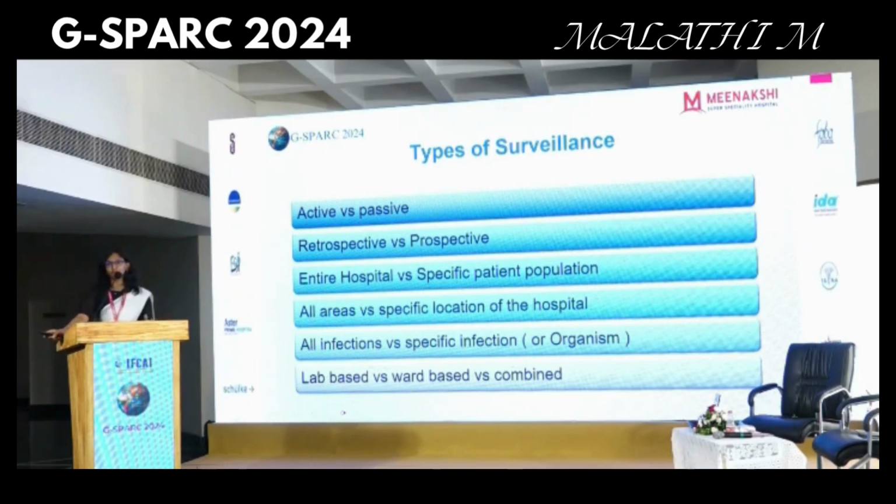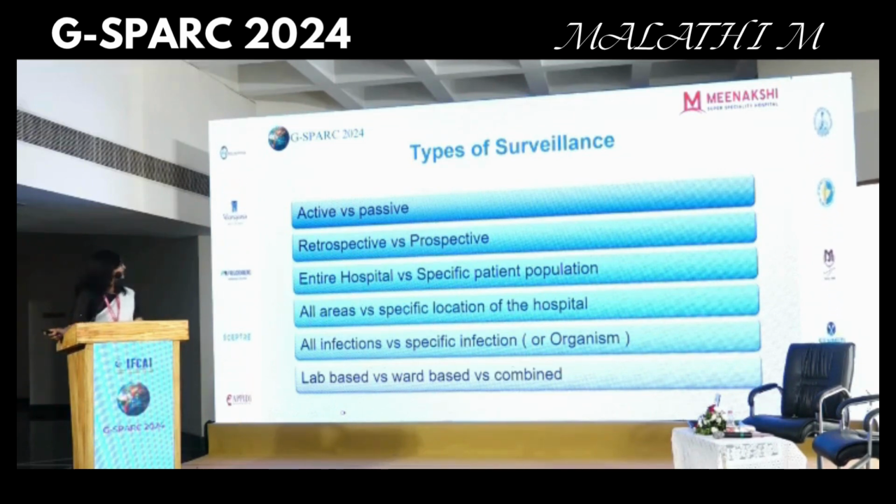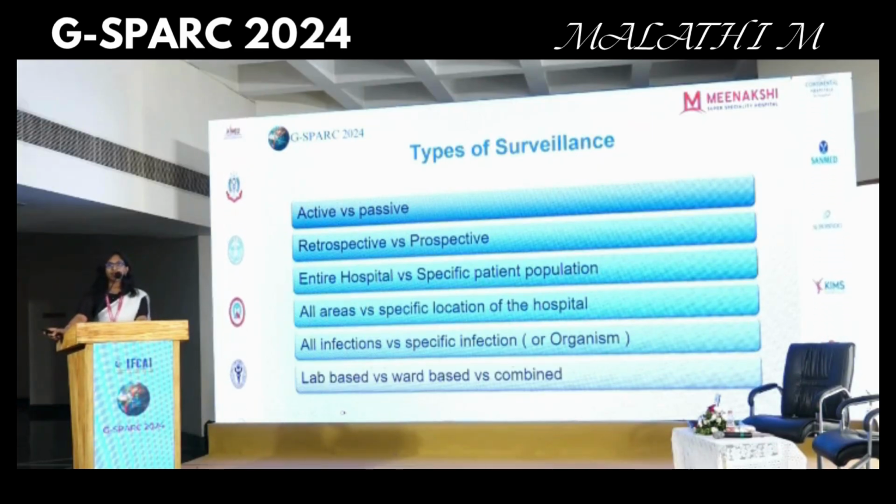Next is retrospective and prospective. That's again the same as active, passive. Maybe after a month, you get the data from your microbiology and retrospectively you can look at it. But there are a lot of drawbacks in retrospective. Interventions can happen only if you collect it in a prospective manner. Next is entire hospital versus specific patient population. Let's say you have a 2,000 bedded hospital and you have only 2 ICNs, it's very difficult to capture the entire hospital data. But you can target at least the specific population group. Like you can target ICUs, oncology units, transplant units. These are all the areas where you expect infections. So you can start with that and slowly move to the entire hospital.